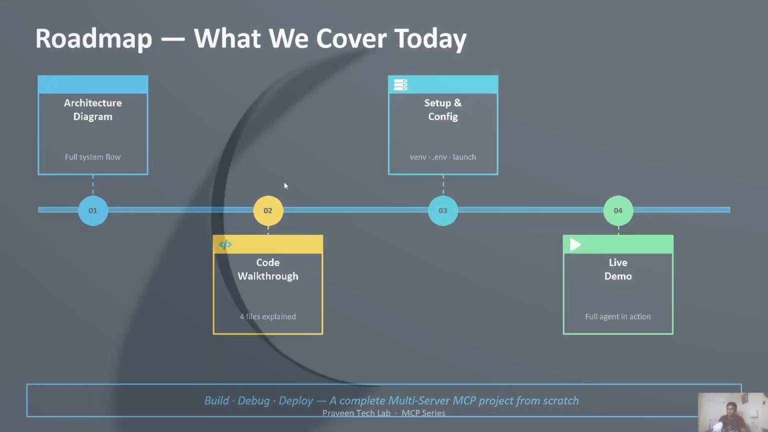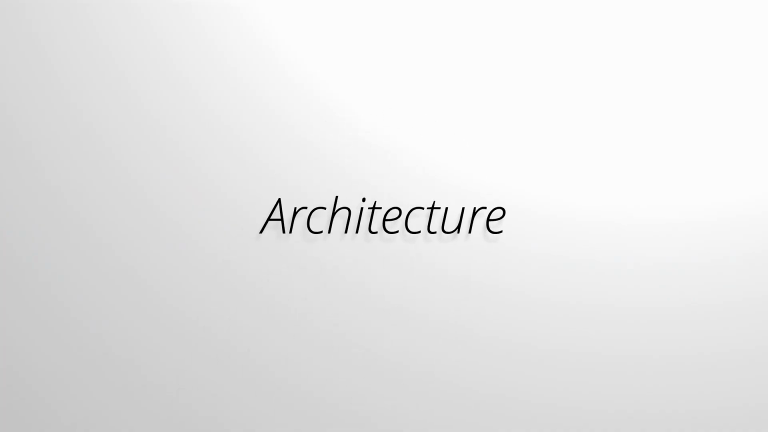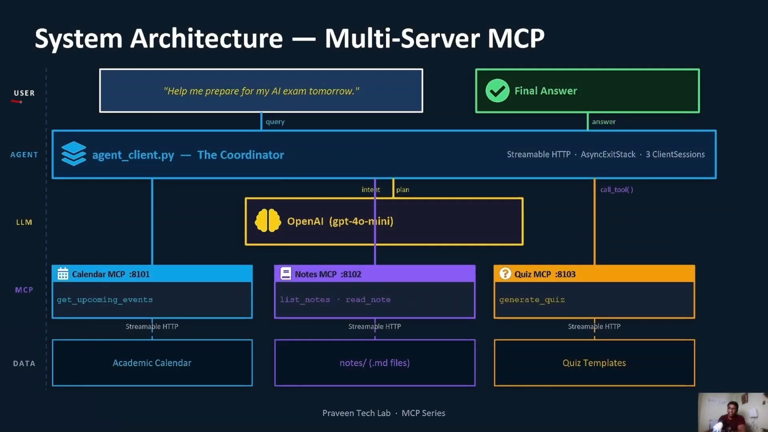Next, architecture diagram. User layer. At the top is the student's question: help me prepare for my AI exam tomorrow. This enters through the Tkinter UI. The green final answer box on the right is what comes back: a structured study plan with exam details, topics, and practice quiz.